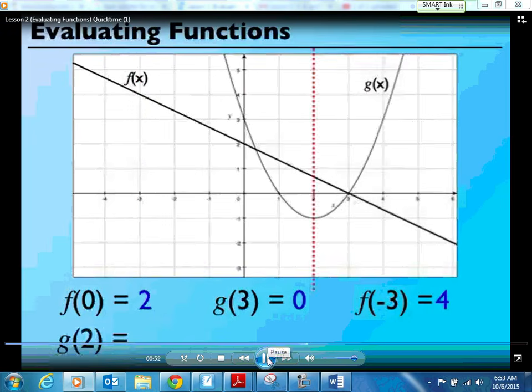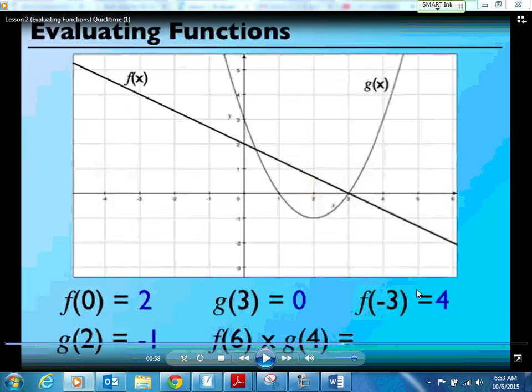And g of 2, another example, there's our input value of 2. Now this is the first one we've had to look at where we're not going up this time. When we input 2, our output is actually going to be below, and we go down and we see that the output is -1.